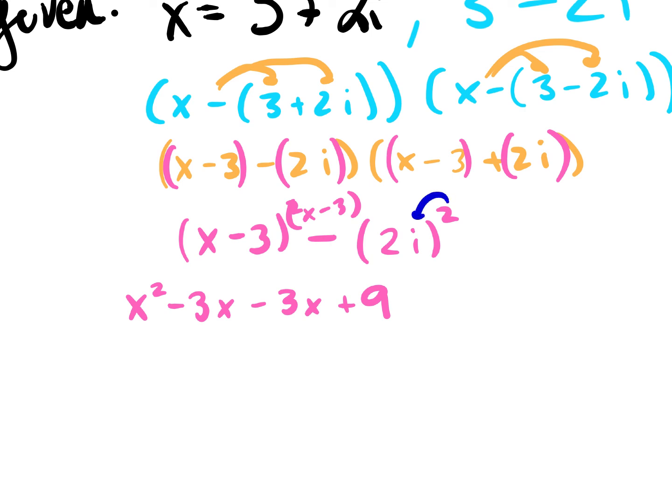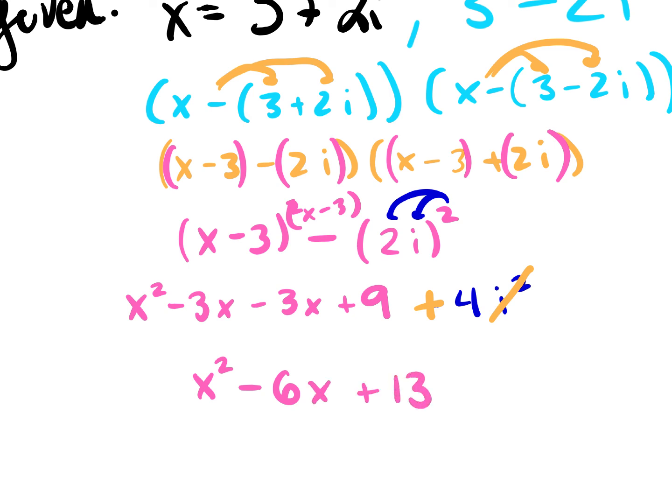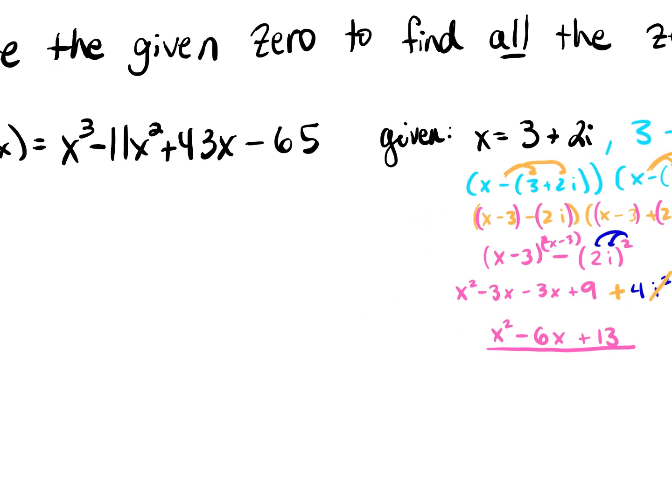And then here I can distribute the squared. So this would be minus 4i squared. And what does the i squared turn into? A negative 1. So that becomes a plus 4. What can I do next? Combine like terms. So x squared minus 6x plus 13. So this is a factor of the original x cubed minus 11x squared plus 43x minus 65.